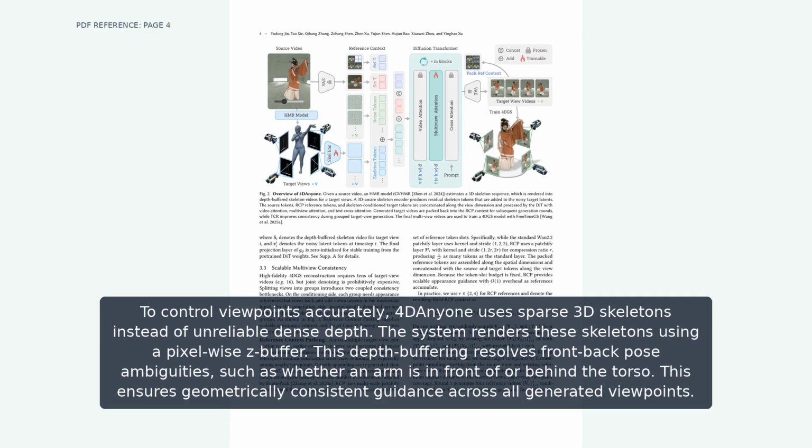To control viewpoints accurately, 4DAnyone uses sparse 3D skeletons instead of unreliable dense depth. The system renders these skeletons using a pixel-wise Z-buffer. This depth buffering resolves front-back pose ambiguities, such as whether an arm is in front of or behind the torso. This ensures geometrically consistent guidance across all generated viewpoints.